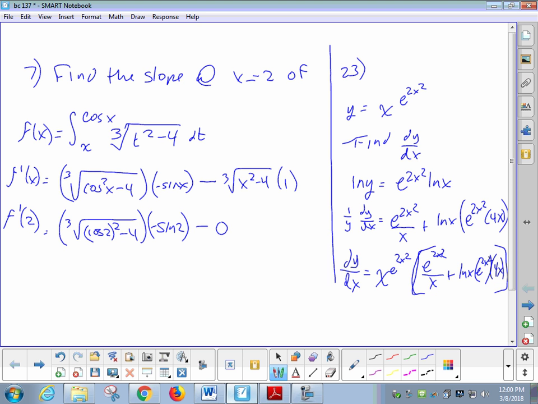Is that about what you have? x e to the 2x, x to the e to the 2x squared times the quantity e to the 2x squared over x plus natural log of x e to the 2x squared times 4x. Yes? Yes, actually, yes. Cool. Logarithmic differentiation, go.